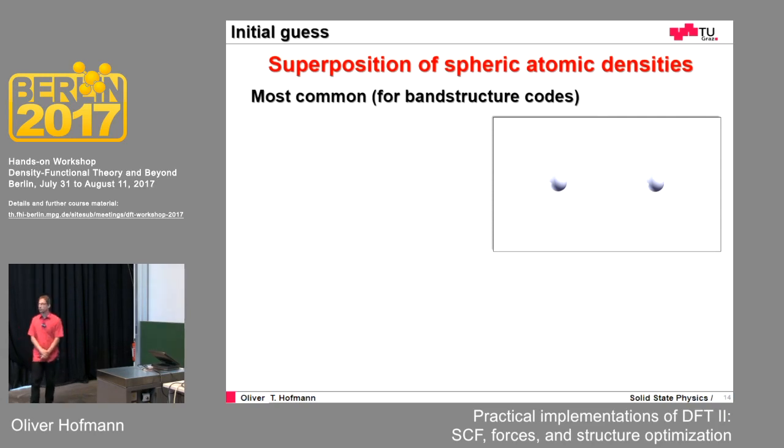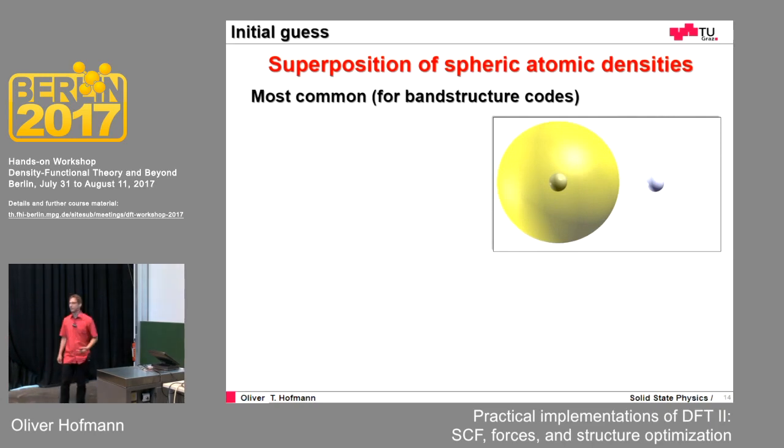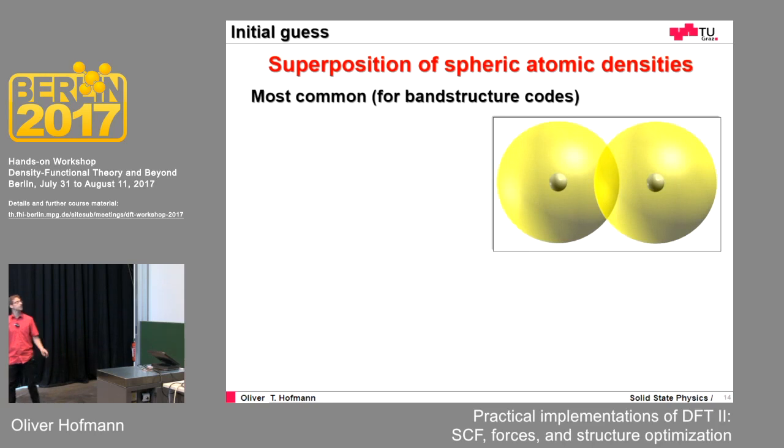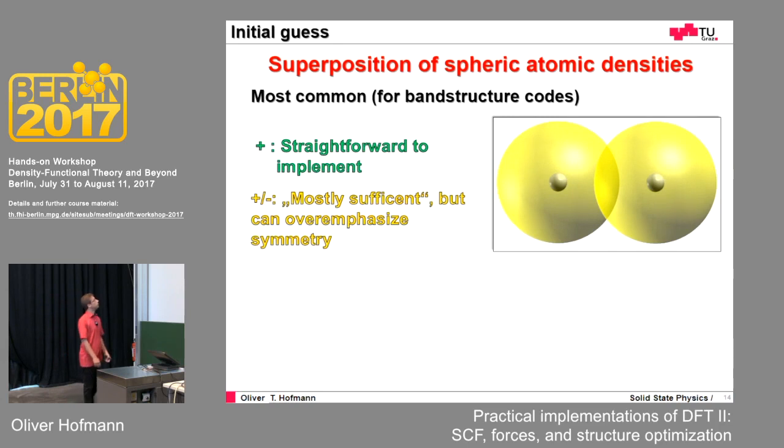The second method that I want to introduce is the superposition of spherical atomic densities, which is, at least in band structure codes, the most common way to initialize the electron density. The idea is very simple. Let's say you have two atoms. You calculate the spherical density that atom A would have, and the spherical density that atom B would have. The total density is then just the superposition of these two. Also, this is reasonably straightforward to implement. All that you need is a solver that calculates the spherical atom density around each atom with a given functional. It's also mostly sufficient.